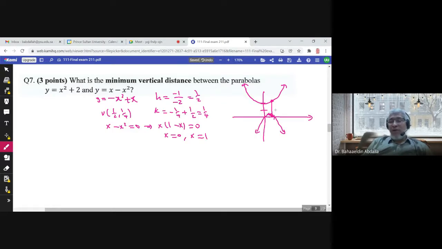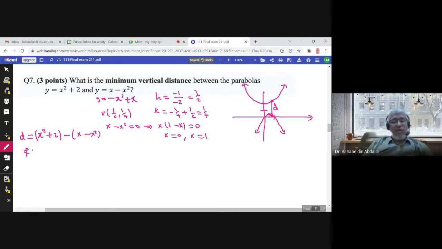Okay. So if I call this distance d, the vertical distance, how do I find the vertical distance? Okay, I have here a point (x, y) and here a point (x, y), the same x, but y is changing, so it is the change in y. Okay, y of the first equation, which is x squared plus 2, the first parabola, minus the y of the second parabola, the parabola below, which is x minus x squared. So this is the distance.